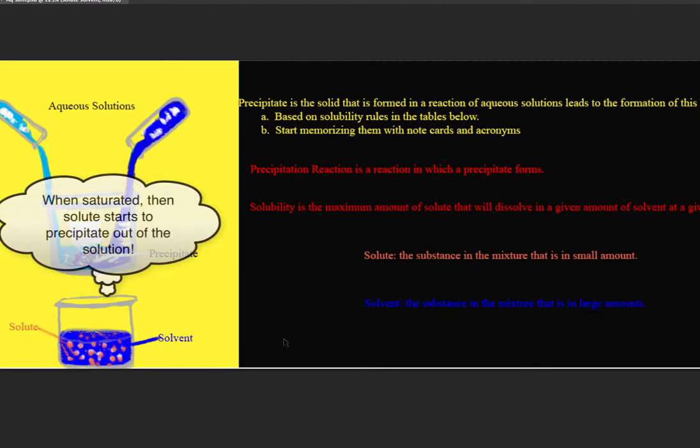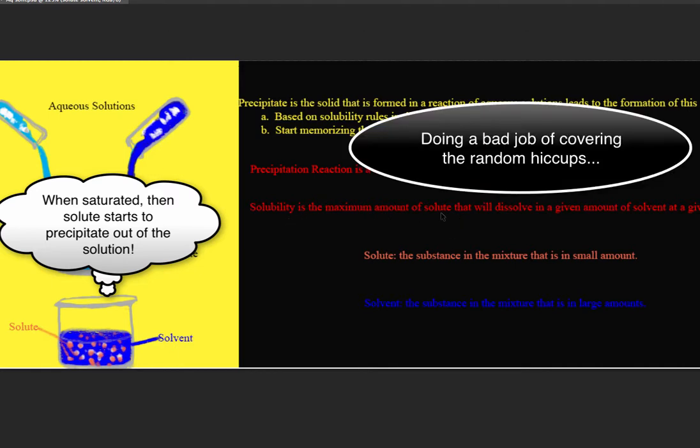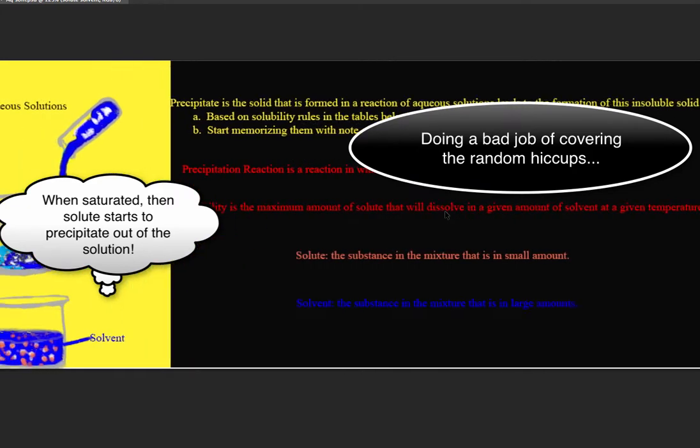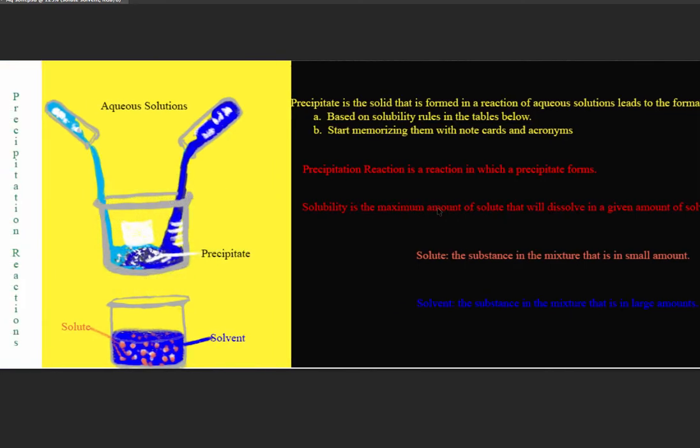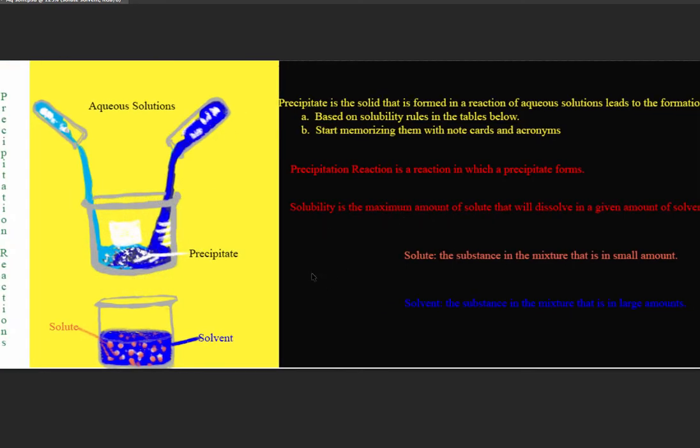Okay, so when we have a solute being placed in solvent, the solubility is the maximum amount of the solute, or sugar in this case, that will dissolve in a given amount of solvent at a given temperature. Okay. So that's your solubility. And again, we went over those rules as to what will dissolve. We're going to go more into solubility in the next handout. But just for now, I just want to introduce what solutes are versus solvents.